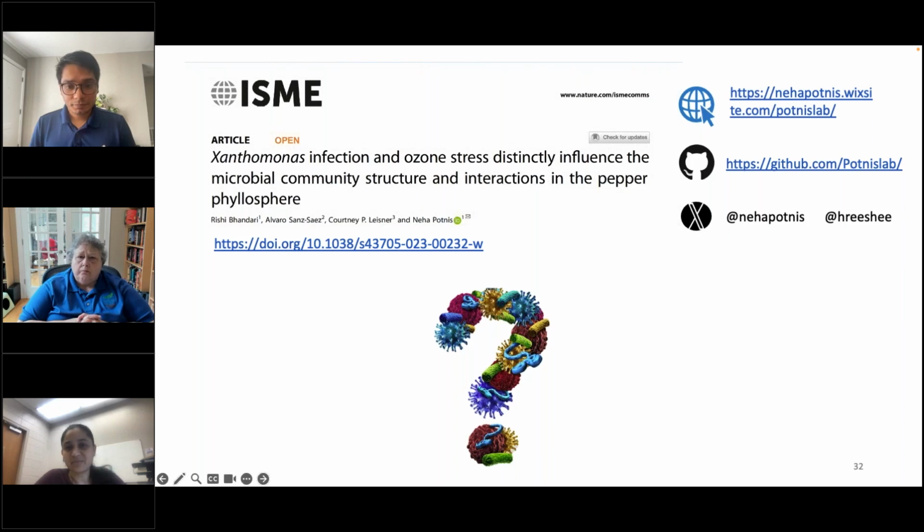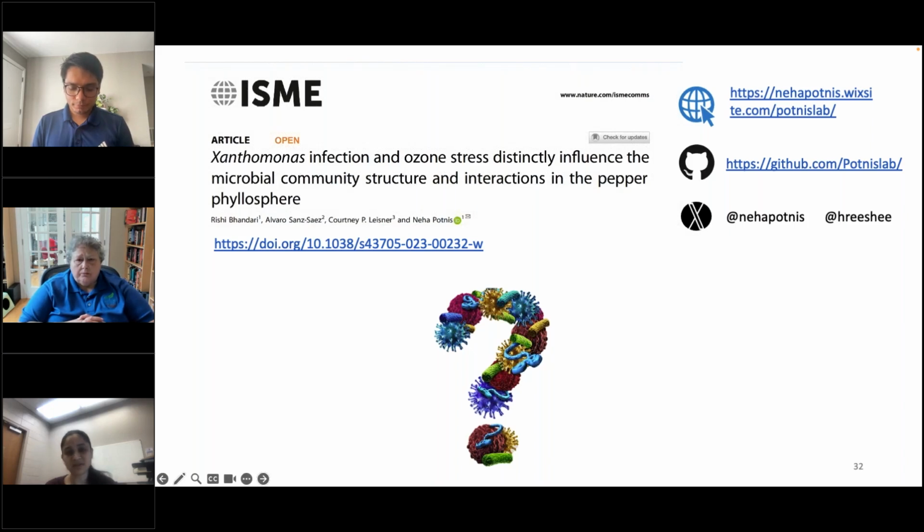Maybe just to add, maybe yes, there is a bias in our protocol as well, in that we are sonicating the tissue and then getting the bacteria that are attached to the leaf surface or inside. But maybe we are not doing a good job during that DNA extraction protocol of getting fungi represented as well as they are in the natural samples.